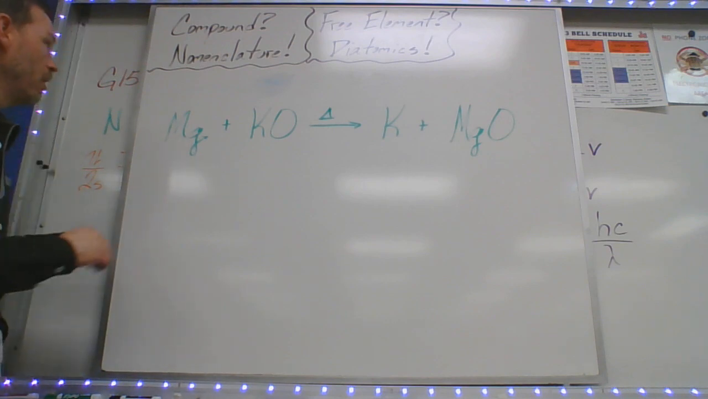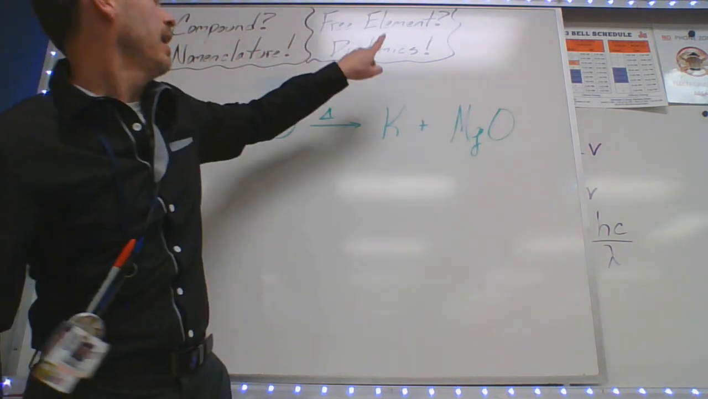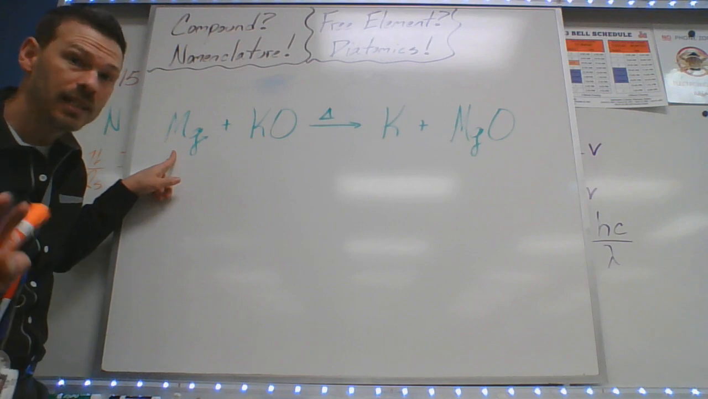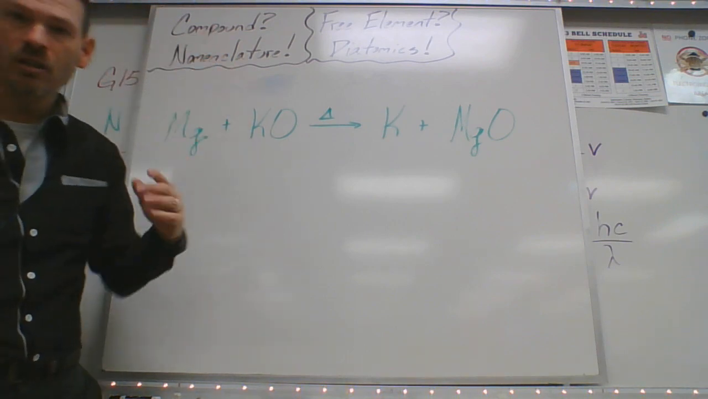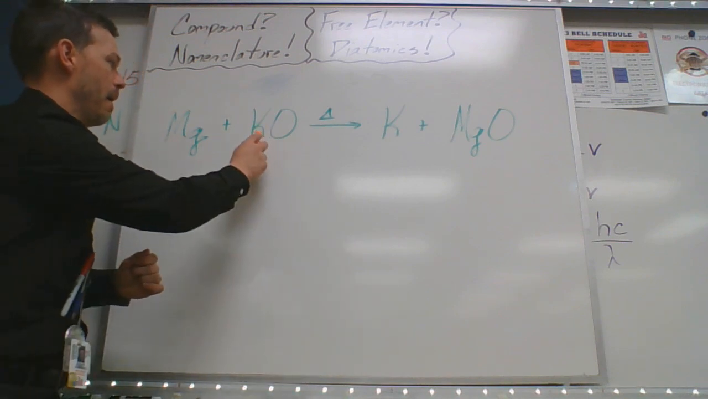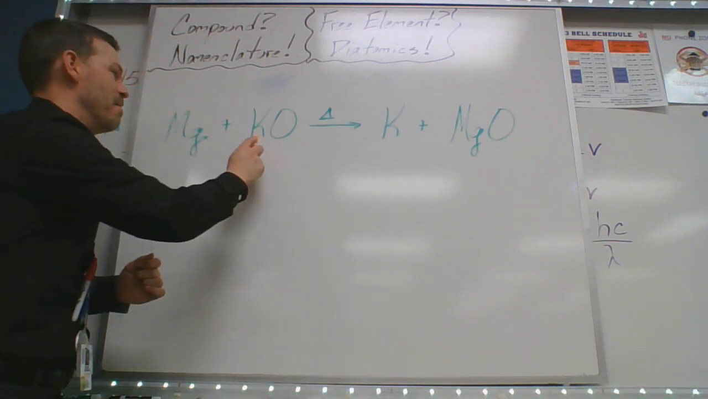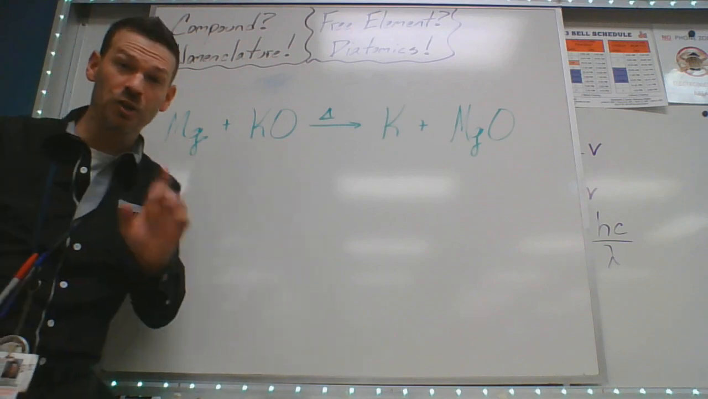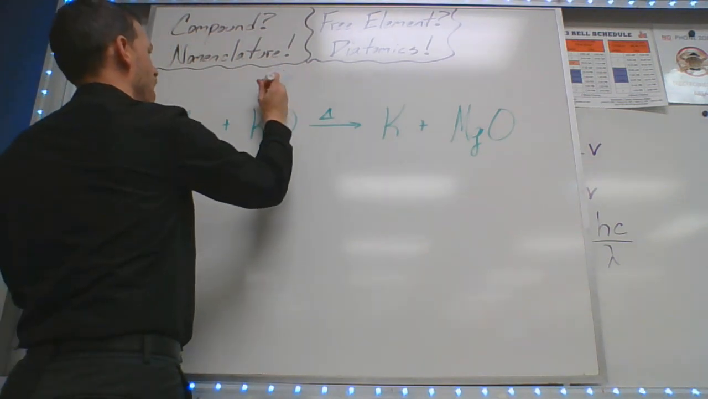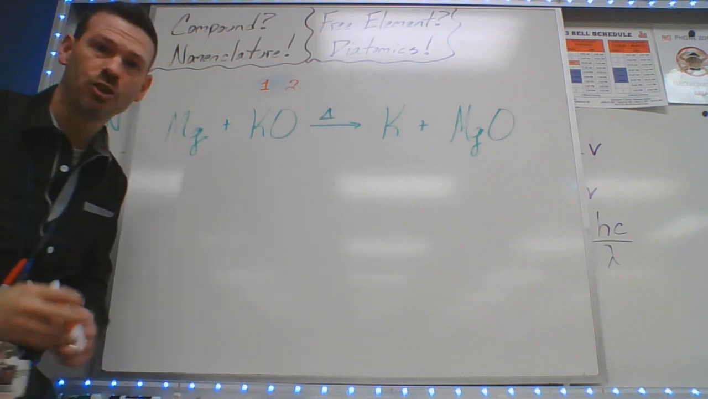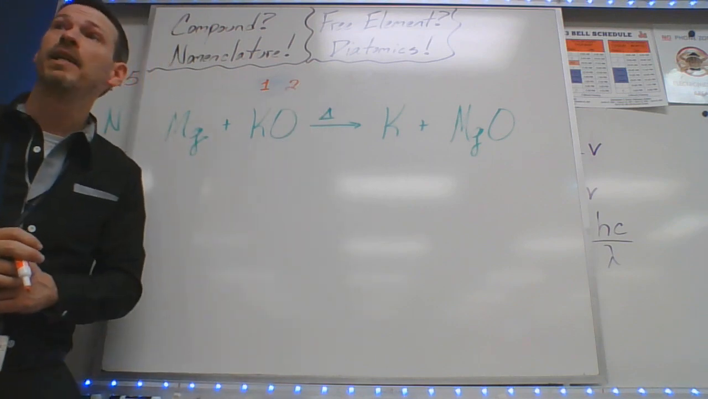Check what you wrote. Free element? Free element is a diatomic? No, leave it alone. Compound? Compound. Nomenclature? Let's see what it is. Metal bonded to nonmetal, so it's ionic. Check charges. Potassium is plus one. Oxygen is minus two. You do need to cross them.